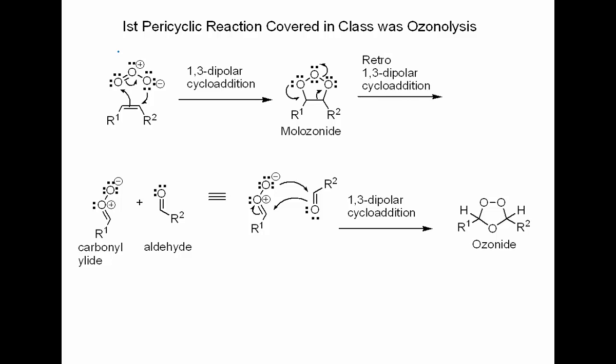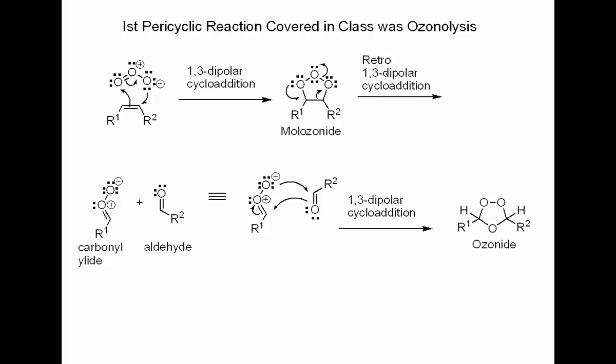Turns out the Diels-Alder reaction was not the first pericyclic reaction covered in this class. Ozonolysis was the first pericyclic reaction. Okay, so this is not something I would put on the exam, but let's just look at it. This is a type of pericyclic reaction known as the 1,3 dipolar cycloaddition. Okay, so that's involved in our formation of the molozonide.